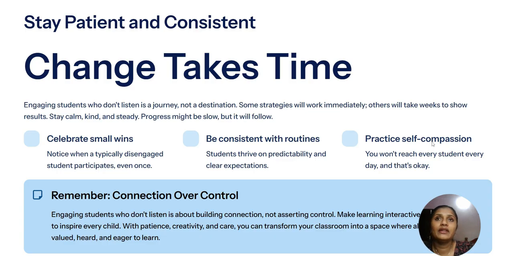Okay, the very important thing you have to remember is connection over control. Instead of just controlling them, to make the students engaged in the classroom, you have to build a connection with them. You have to build a strong bond with them by making the learning interactive and teaching things that are real or positive, to inspire every child with patience, creativity and care, transforming the classroom into a space where all the students will be valued, heard and eager to learn. This is possible when you have a good bond or relationship with the student.